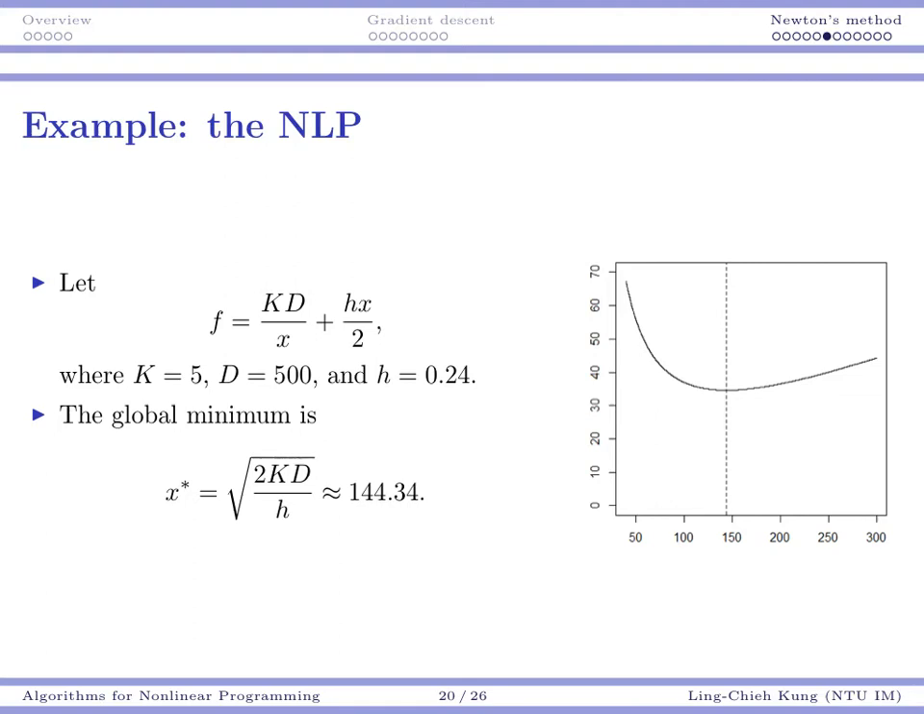Okay, now let's see one example for applying Newton's method. Suppose I want to solve this nonlinear function, which immediately you can see is an EOQ problem. But here let's treat it purely mathematically. So x is the variable and f is the function. This is indeed nonlinear. I can actually see the global minimum, which numerically is around 144, and the graph is here. Now I'm going to apply the method.